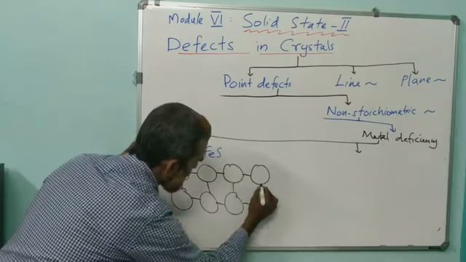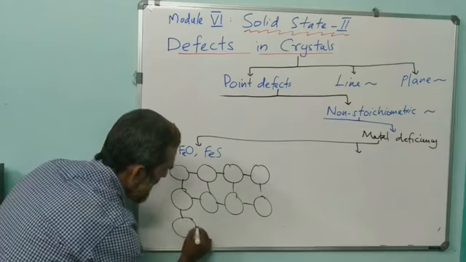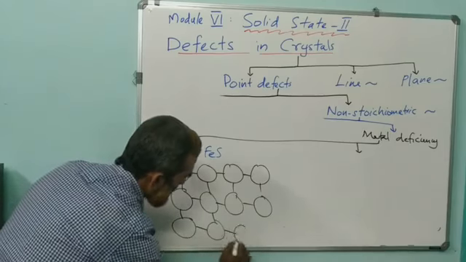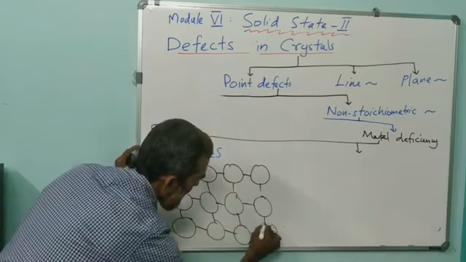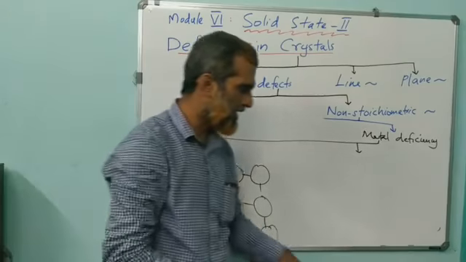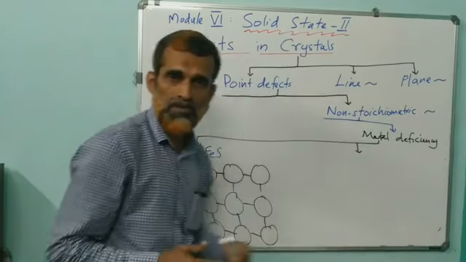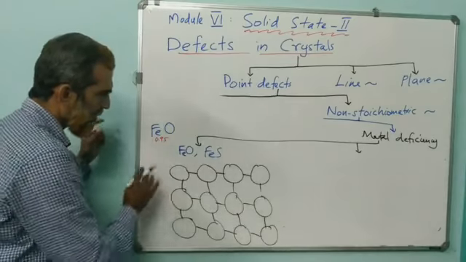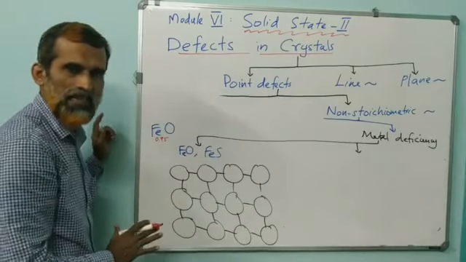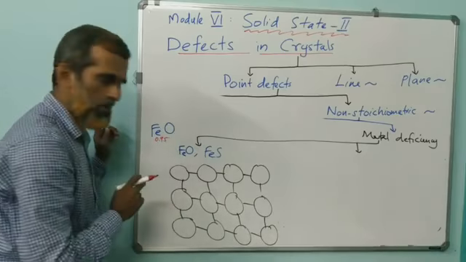This kind of defect is shown by d-block metal oxides, sulfides, etc., where d-block metals are able to have variable oxidation states. That's the reason. So what happens in the crystal lattice of ferrous oxide?